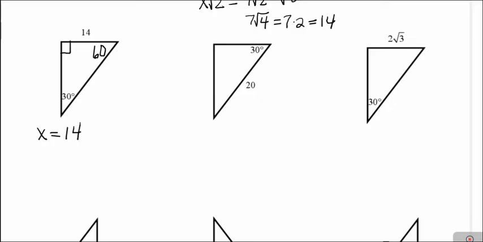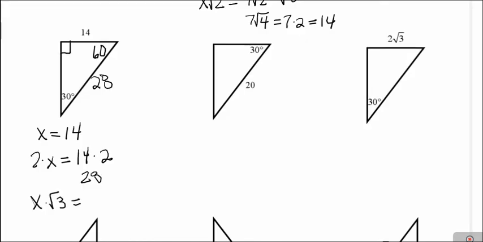Well, the side across from the 90 is equal to 2 times x. So to get 2 times x, I just need to multiply 14 times 2, and I get 28. So 28 would be the side across from the 90. The side across from the 60 is equal to x times the square root of 3. So I need to take x and multiply that by the square root of 3, and you get 14 square root of 3. So now I found my two missing sides.